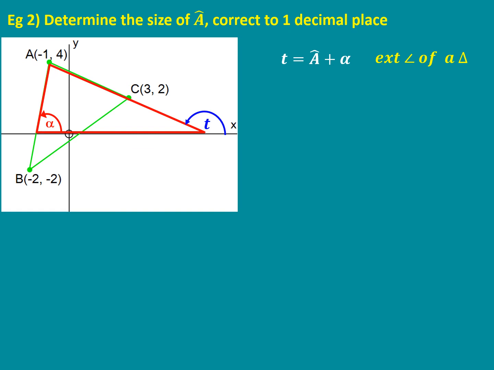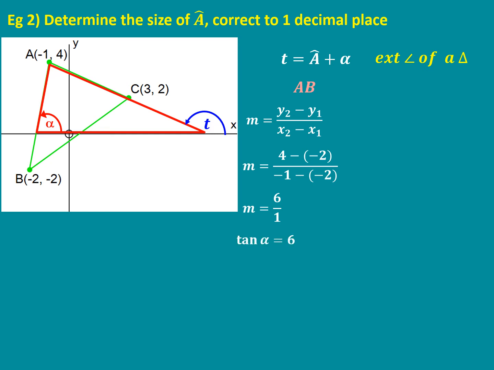So to first calculate alpha, I'm going to work with line AB. So I need the gradient of AB first. The gradient is the change in y over the change in x. So we'll go 4 minus minus 2 over minus 1 minus minus 2. Simplified, 4 plus 2 gives me 6, and minus 1 plus 2 gives me 1. So the gradient of that line is 6 over 1. To work out the angle of inclination, I use tan. So tan of alpha is 6. So shift tan 6, and I get angle alpha is 80,5 degrees.